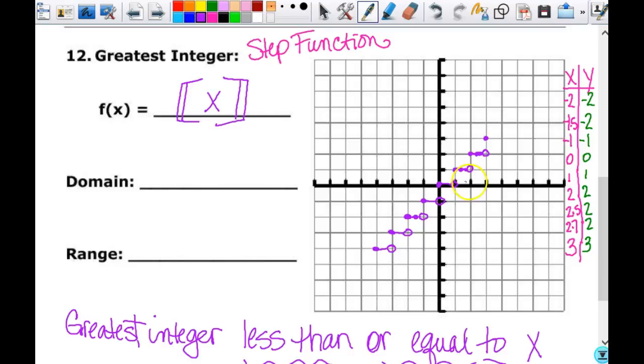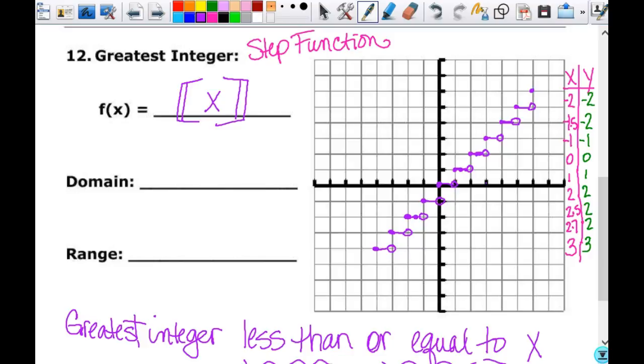So if I'm at 3.5, I'm at 3. 3.6, 3.7, but 3.9 repeating, I'm still at 3. But at 4, I jump to 4. 4.1, all of those are 4. But at 5, I jump to 5. All those are 5, but at 6, I jump to 6, and so forth. You see how that works? And that's what that means by less than or equal to. So it is the integer to the left.